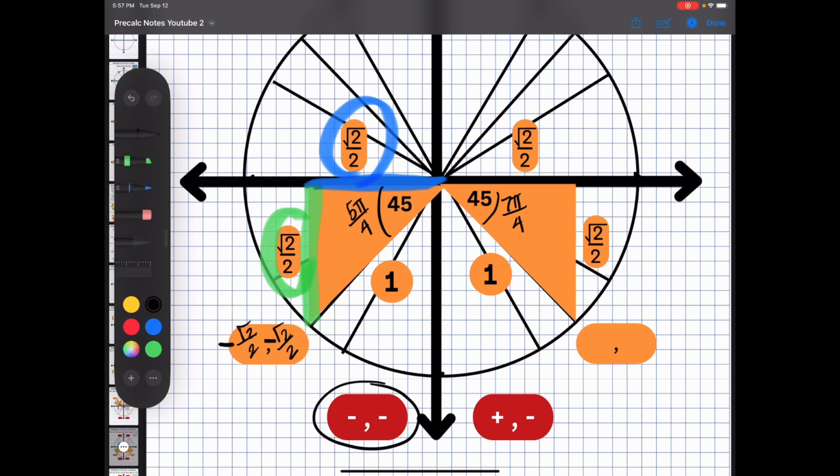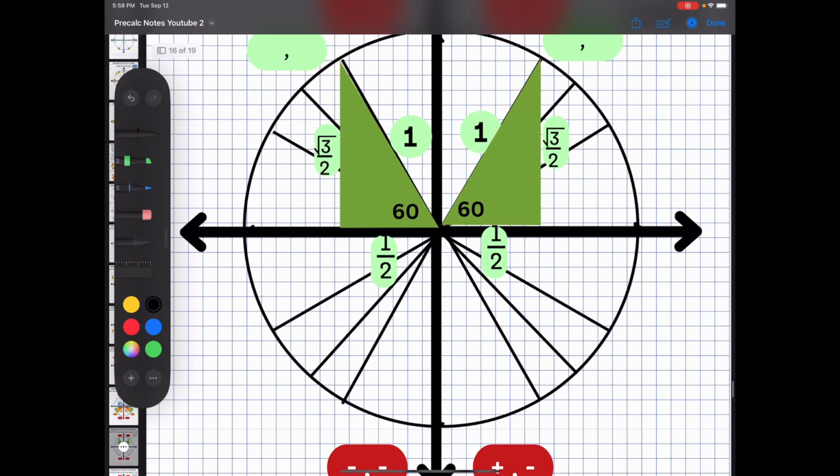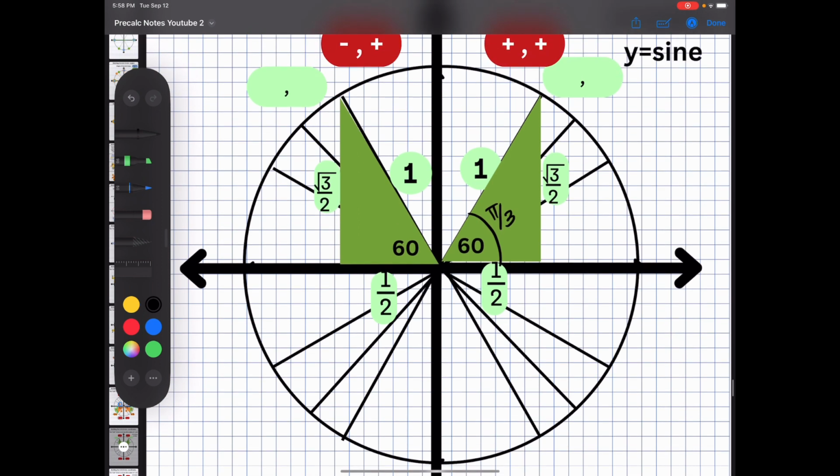Moving on to the next side, for cosine, I need the x value, which is radical 2 over 2. And for sine, I need the y value, which is also radical 2 over 2. And here, the second value needs to be negative. The y value is negative. I need to do this one more time to get my pi over 3 values. So here is pi over 3 and 2 pi over 3.